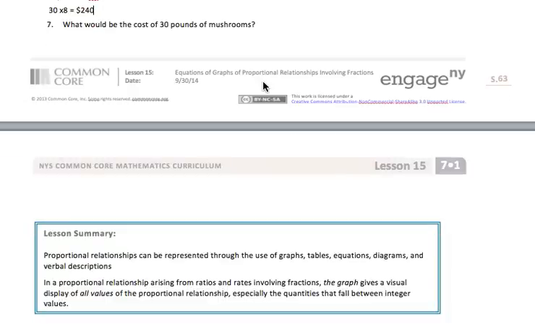Remember, proportional relationships can be represented through graphs, tables, equations, diagrams, and even verbal descriptions. And in a proportional relationship with ratios and rates involving fractions, the graph can give a visual display of all the values in the proportional relationship, especially the quantities that fall between integer values.